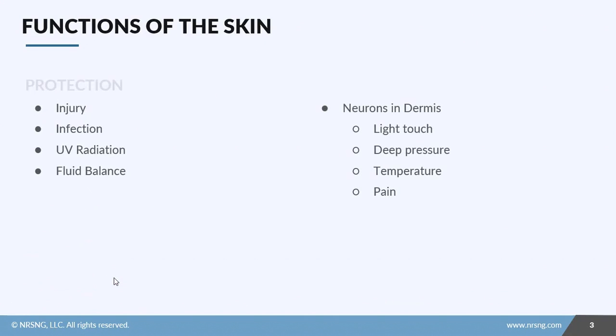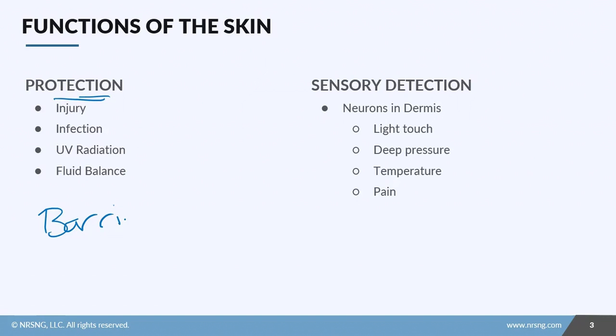So now the skin has a lot of really cool functions, so let's just quickly touch on each of them. First is protection. Our skin is literally our barrier against the outside world, right? So it protects us from injury. It helps keep out infection, helps protect us from UV radiation, we hope. And we also see our skin protecting us in terms of fluid balance.